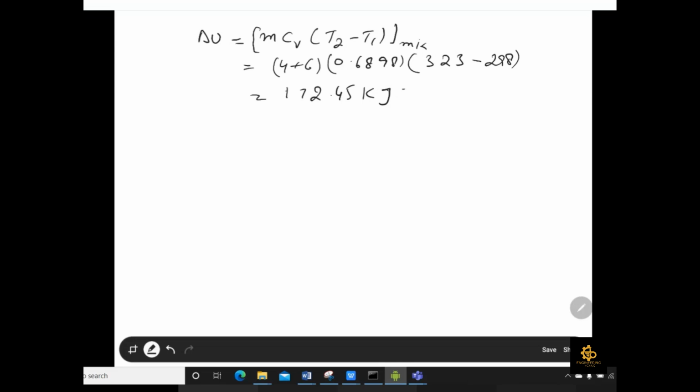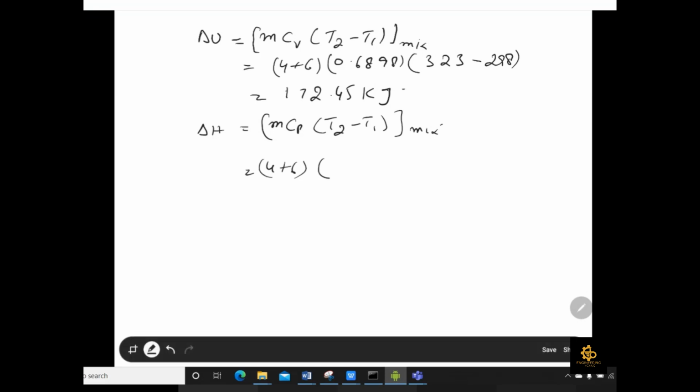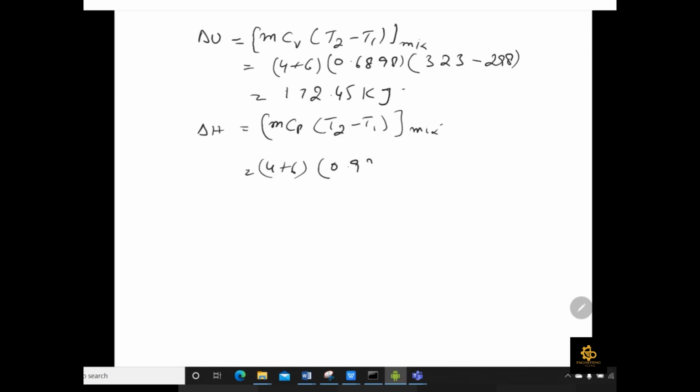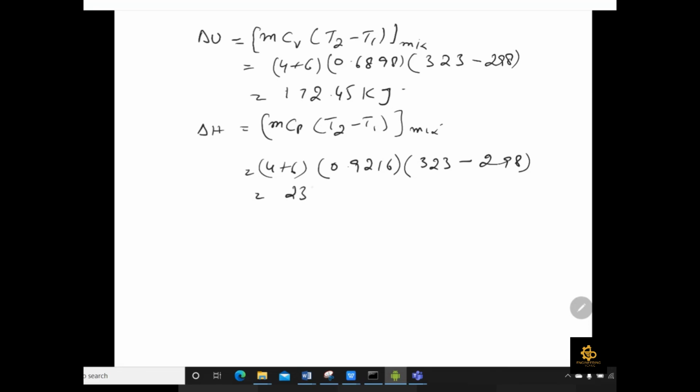Okay, in a similar way, you also have to find the change in enthalpy, which is equal to mCp (T2 minus T1), and here also it is the mixture. So again 4 plus 6, and now we have to use the Cp value of the mixture, which is 0.9216 from the previous slide, and the T2 value is 323 and the T1 value is 298. So if you solve it, you will get the value of delta H, which is 230.4 kilojoule.